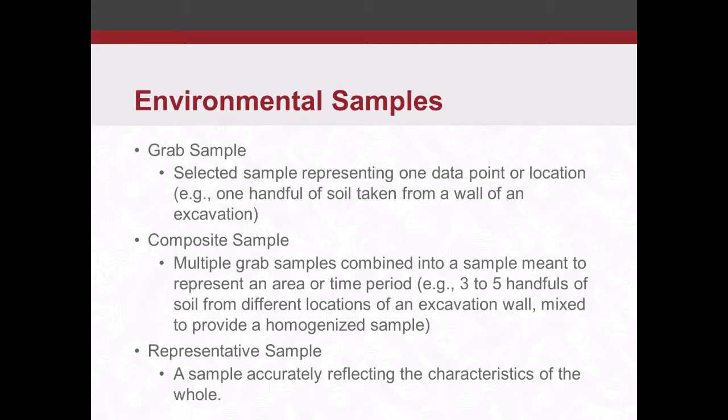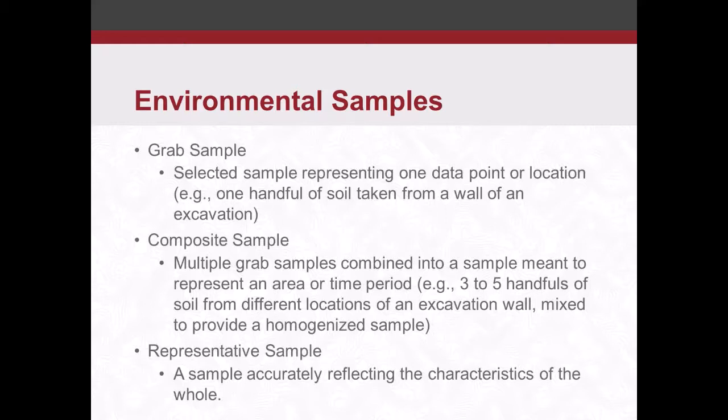So on the sampling side, when we look at sampling soil and sediment, we're trying to get a representative sample of what we want to sample. Basically, a representative sample is a sample that will accurately reflect the characteristics of the whole. Now we might be looking at an entire site and try to get representative samples over an entire site. We might look at a soil stockpile and try to get a representative sample of that.